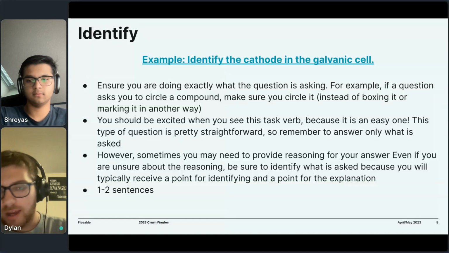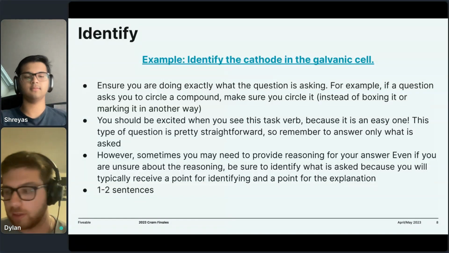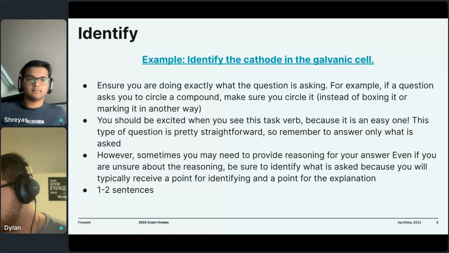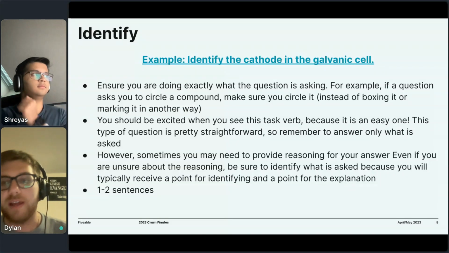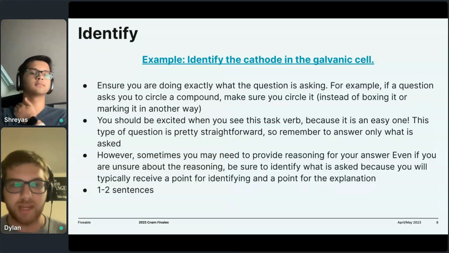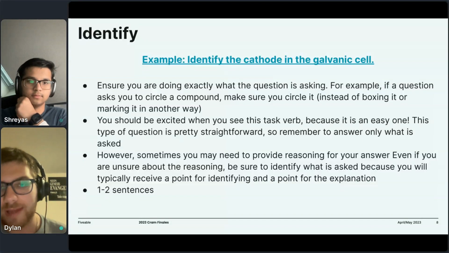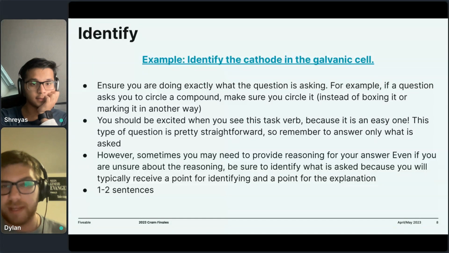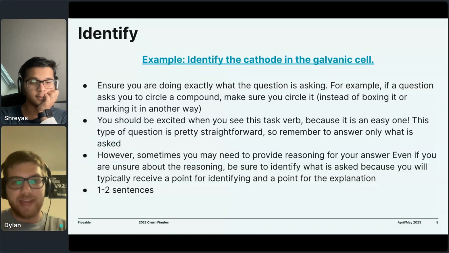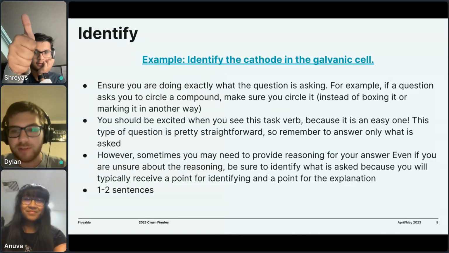Yeah, and I actually really like these questions because they're very straightforward. They don't feel like mind games like other questions. When you're talking about an identify question, you typically know what you're identifying, and from there you can explain why you identified what you did. So they're typically the easier questions, like Shreya said. And they will ask you to identify and explain. Shreya, correct me if I'm wrong, you should always explain, but if it says just identify, like circle the species that is the oxidizing agent, whatever, you don't have to explain, right?